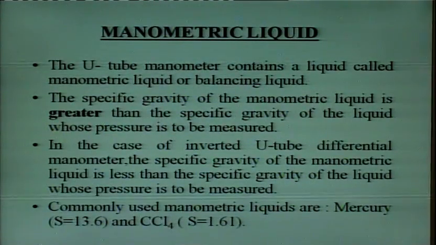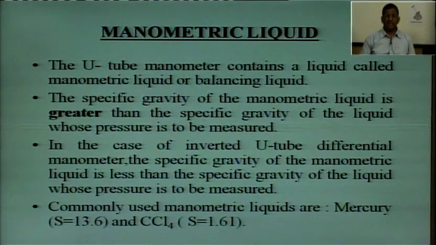So, manometer liquids. U-tube manometers contain a liquid called manometric liquid, or balancing liquid. The specific gravity of the manometric liquid is greater than the specific gravity of the liquid whose pressure is to be measured. In the case of an inverted U-tube differential manometer, the specific gravity of the manometric liquid is less than that of the liquid whose pressure is to be measured.